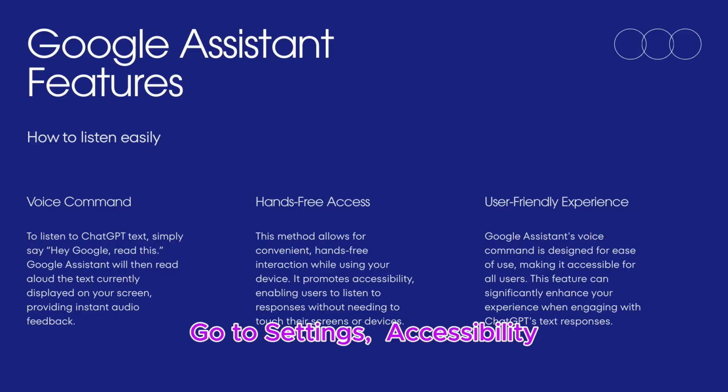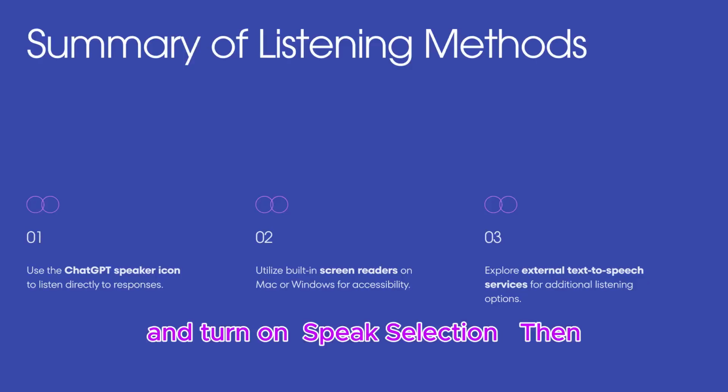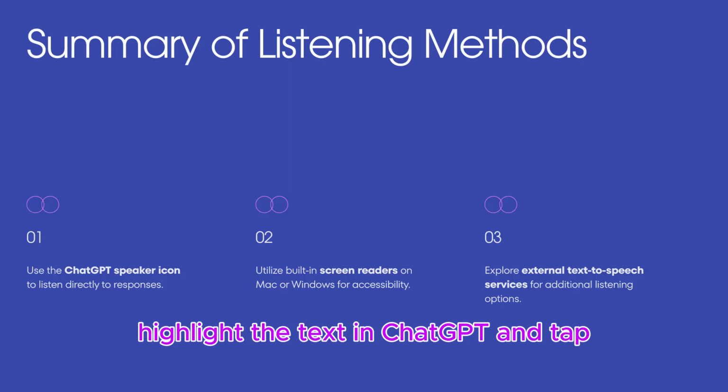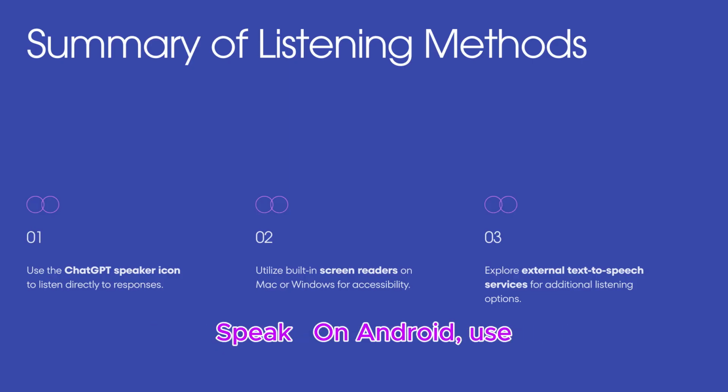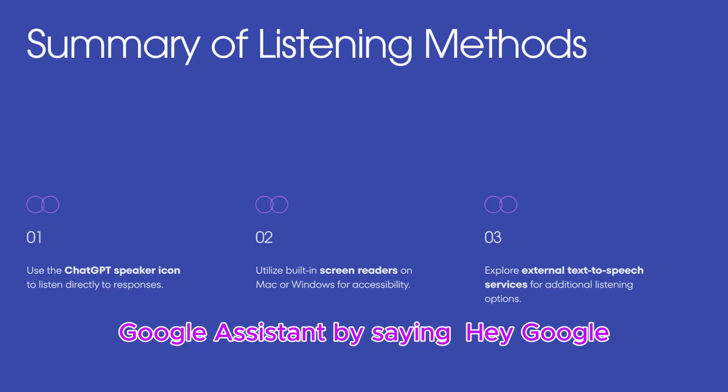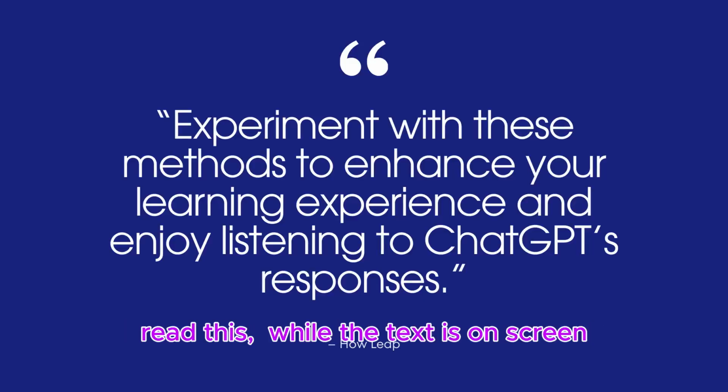Go to Settings, Accessibility, Spoken Content, and turn on Speak Selection. Then highlight the text in ChatGPT and tap Speak. On Android, use Google Assistant by saying, "Hey Google, read this," while the text is on screen.